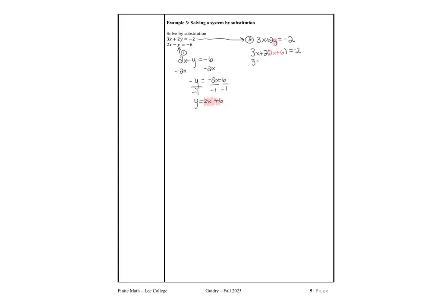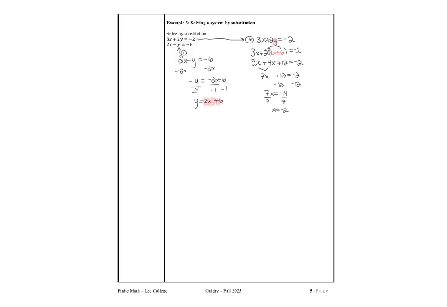So we're going to do some algebra. 3x, you're going to distribute the 2, plus 4x plus 12 equals negative 2. These two make us 7x plus 12 equals negative 2. Subtract the 12 to the other side. 7x equals negative 14. Divide by 7, and x equals negative 2.